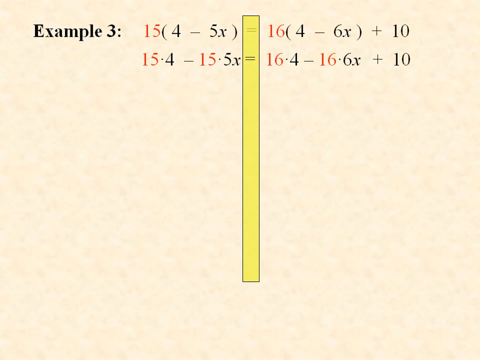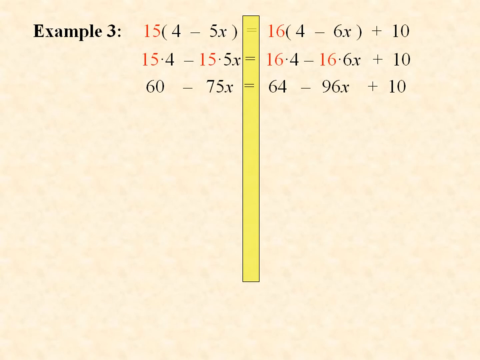If we do the distributive property on both sides, we didn't write plus a negative this time. We have 15 times 4 minus 15 times 5x on the left, and 16 times 4 minus 16 times 6x on the right, and then plus 10. So we simplify those. We have 60 minus 75x on the left equals 64 minus 96x plus 10 on the right. So our first step was to eliminate the parentheses.